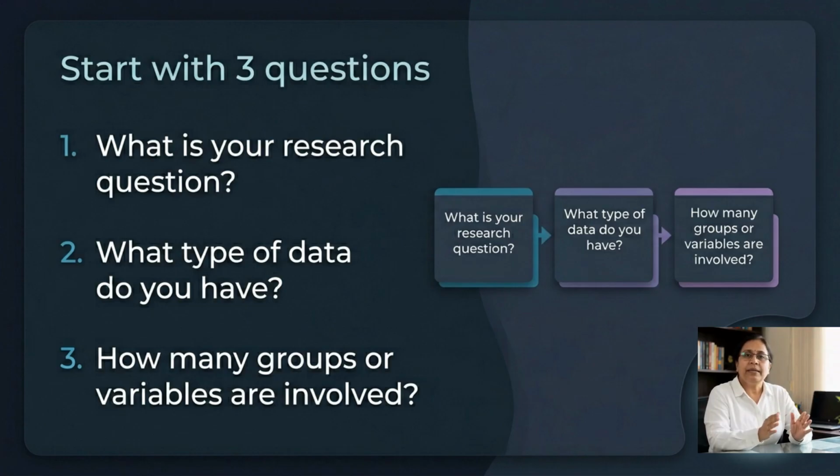The first step is not to open the software. The first step is to think clearly. Start with 3 questions. What is your research question? Are you trying to compare groups, look for associations, describe the data, or test for change? What type of data do you have? Is it numerical or categorical? And how many groups or variables are involved? These 3 questions already narrow your choices a lot.